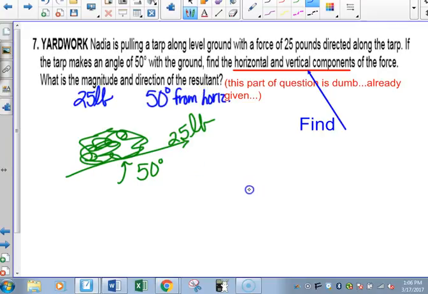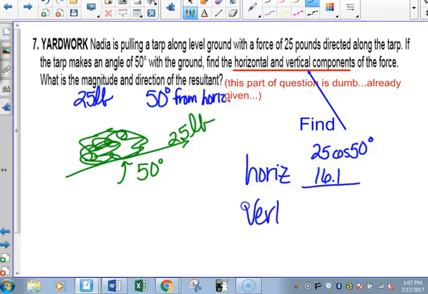All right, how do we find the components though? What's the horizontal component? 25 cosine of 50, somebody have it? Okay, and the vertical, which was 25 sine of 50. All right, and you can write it with those little arrowy parenthesis things, I'm fine.